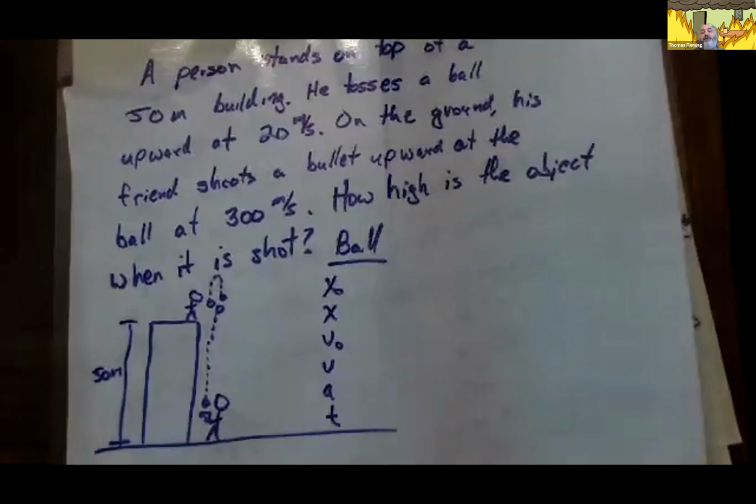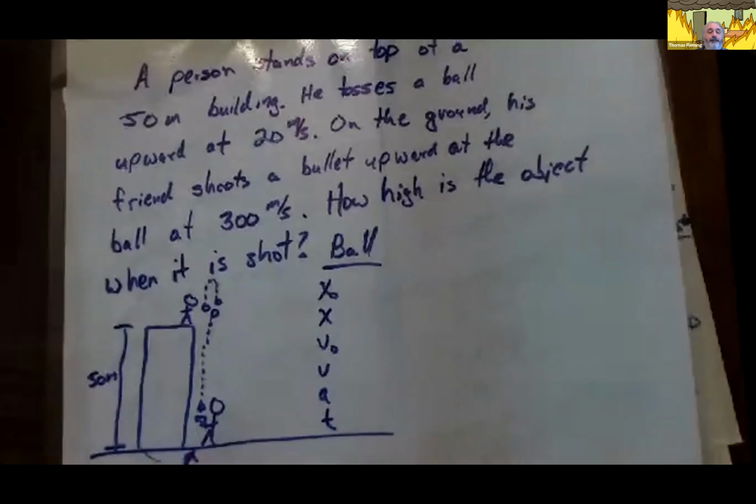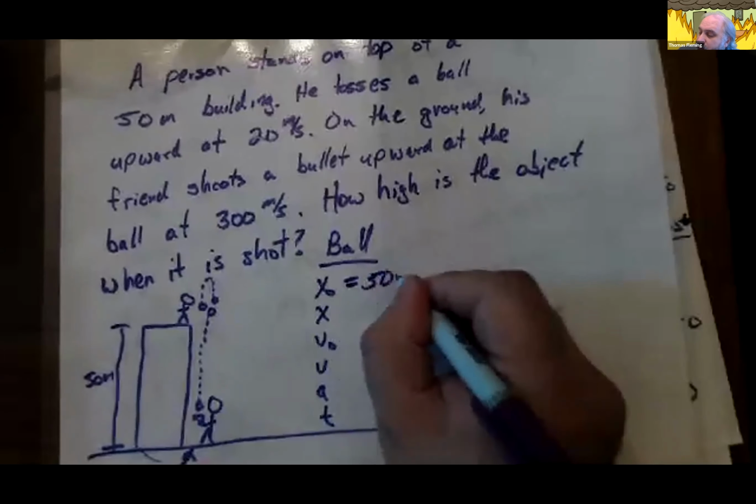Now, before I can do this inventory, I have to choose a coordinate system. So somewhere on this picture, I have to put x equals 0. I like putting x equals 0 at the ground. So if that's the case, what is the initial position of the ball? Is it at 50 meters? Absolutely. He started off at a height of 50 meters. That's correct. So x initial is going to be 50 meters.